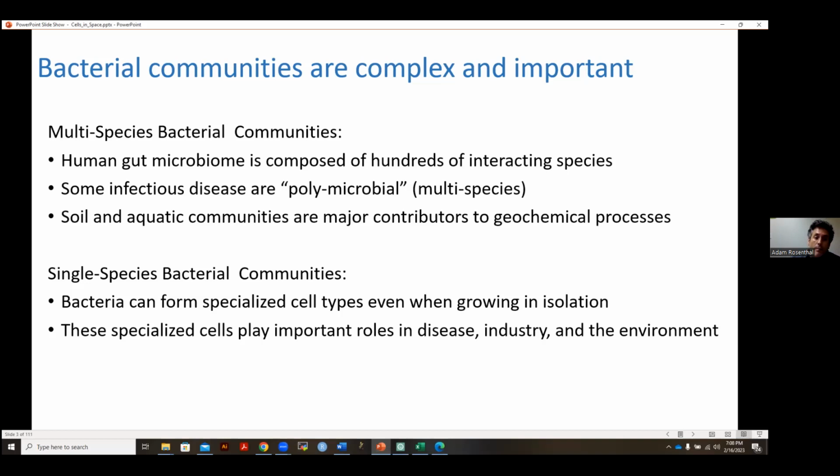What I'm really going to talk about is a single species bacterial community and whether we actually have multicellularity when bacteria grow in isolation, so a pure culture. And what I'm going to try to convince you is that bacteria can form specialized cell types even when they're grown alone, and that these specialized cell types are important in disease, industry, and the environment.